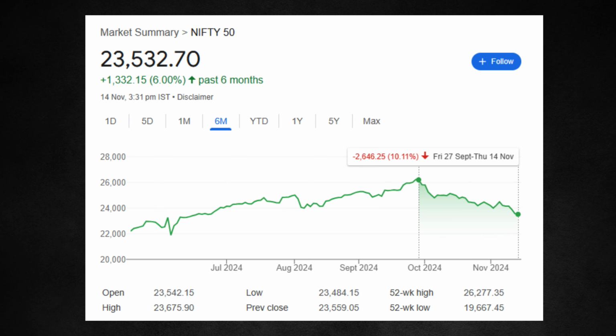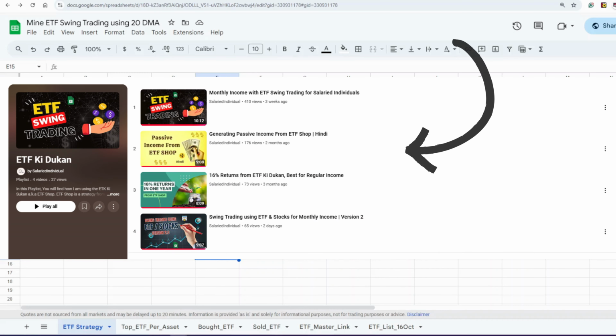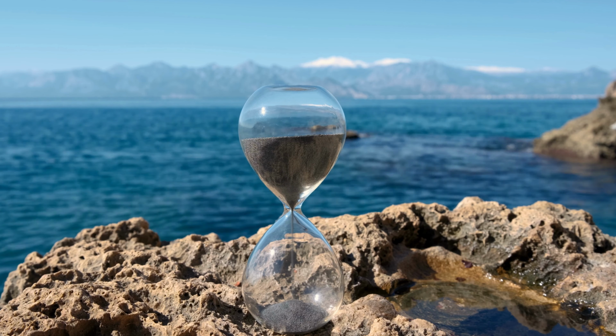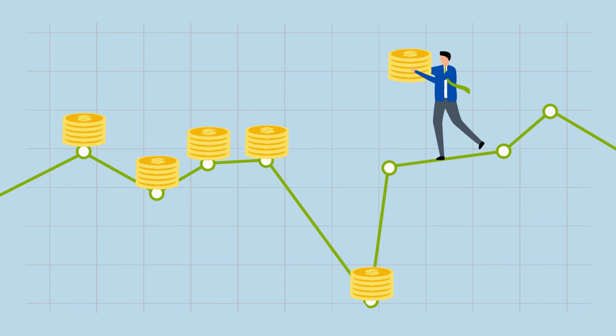The Nifty 50 has gone down by more than 10% from its all-time high, and the overall Indian market is in a downtrend. I have talked a lot on my channel about ETF swing trading and how it benefits us in creating monthly income. So this is actually a very good time to start buying more ETFs rather than stocks, in my opinion, because that helps us average out some of our positions.